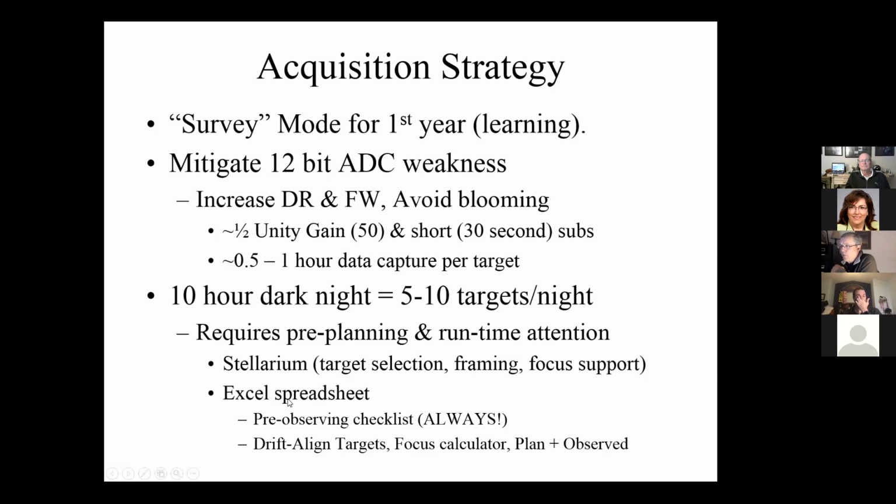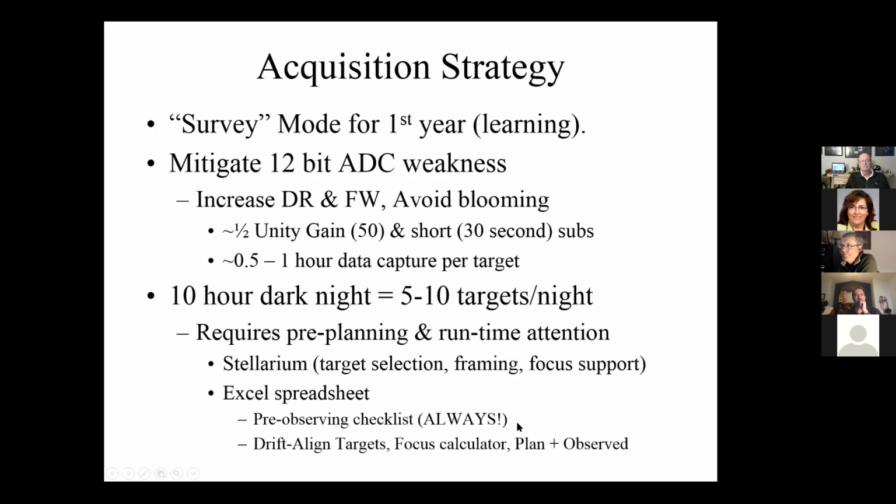I use an Excel spreadsheet for my pre-observing checklist, and I religiously follow that thing because I will screw it up every time if I don't follow my checklist. And then the Excel spreadsheet also helps me with my drift align star candidates, my focus calculator, and monitors my plan.